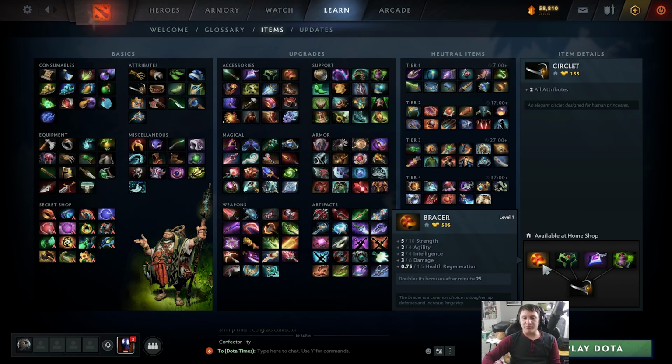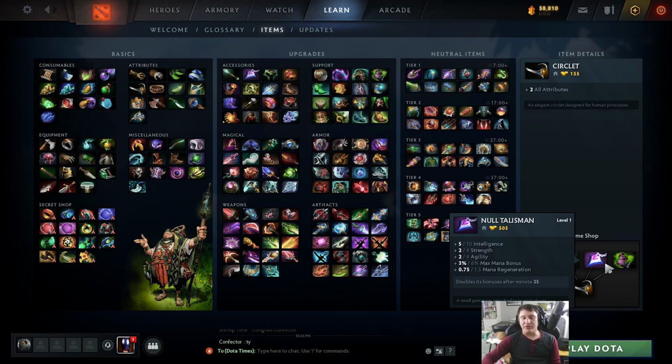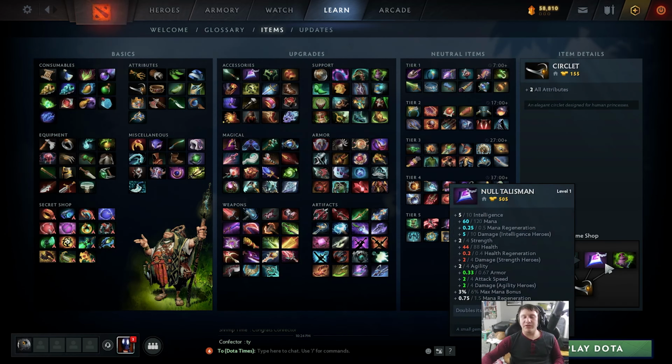The Bracer comes with health regen and damage. The Wraith Band comes with attack speed and armor. And then the Null Talisman comes with mana bonus and mana regen. If you were to hold Alt, you can see kind of how these all translate, kind of above here. How they all translate based off of that gain in strength.